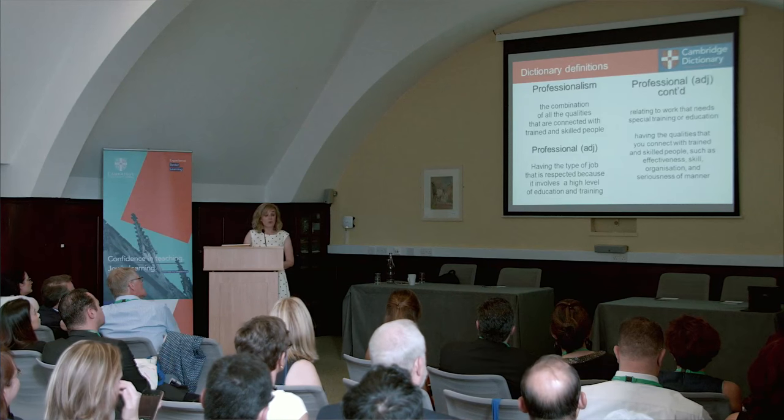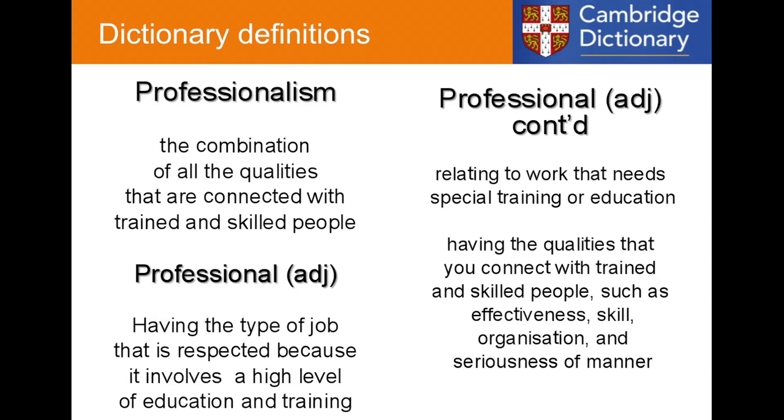And as we're in Cambridge, let's look up the definitions from the Cambridge Dictionary. I'm not going to ask you to read it all. I just want us to look at the striking and recurrent words around professionalism and professional. So we've got words around people being trained and skilled. And the training and the education is of a high level, and it's specialized, special training or education. And a certain type of skill that these people develop, that they're effective, that they're organized, that they're serious in manner.